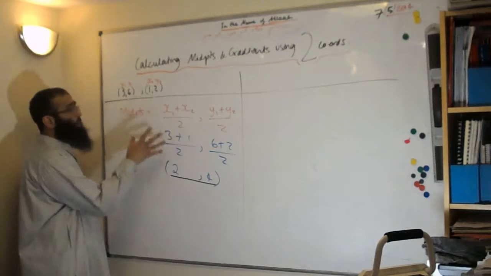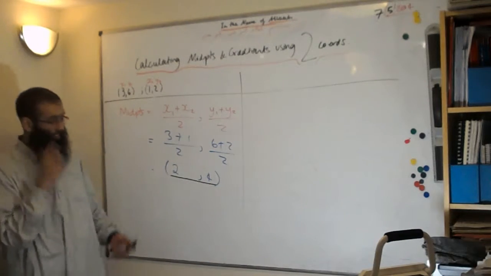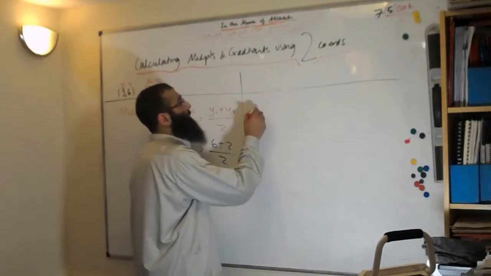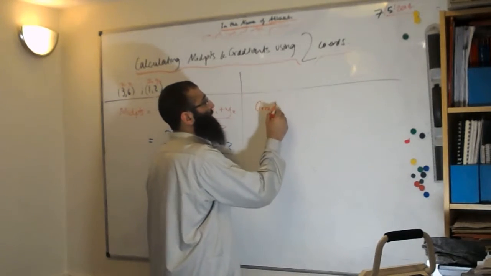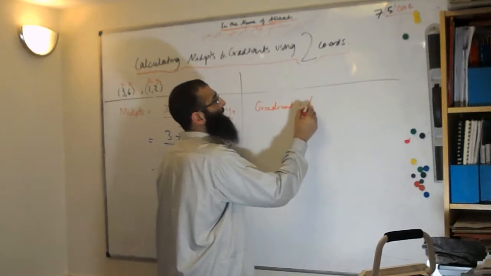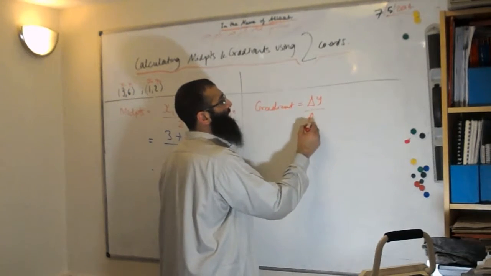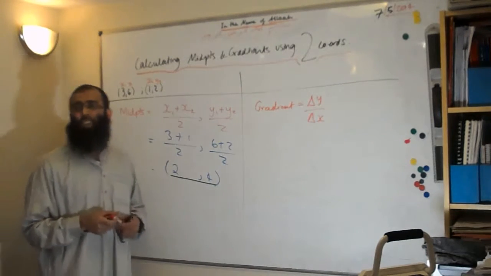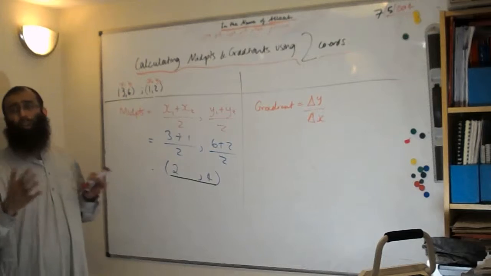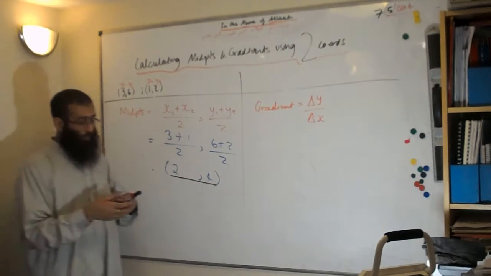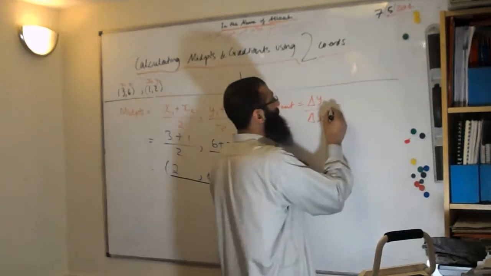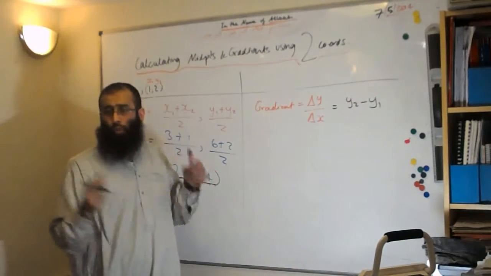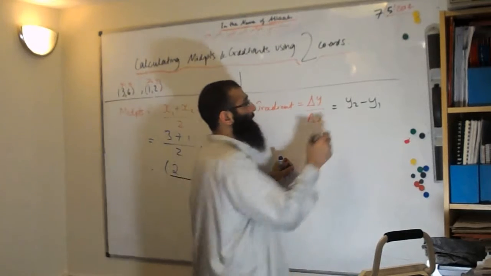Right. That's how we work out the midpoints. How do we work out the gradient? First of all, let's think about what the gradient actually is. When we're thinking about the gradient, we are thinking about the change in the y divided by the change in the x. Now, how do we represent the change in the y? If you want to work out how much the y has changed by, we do y2 minus y1, its difference.